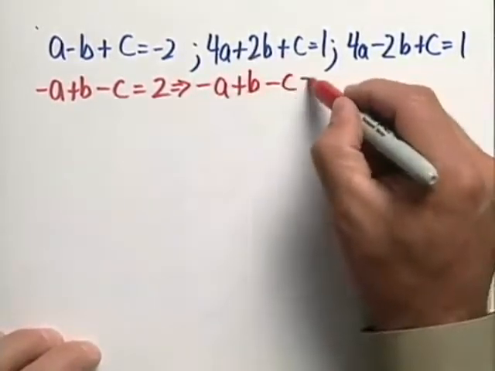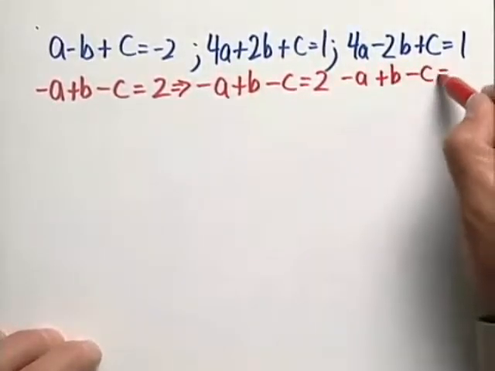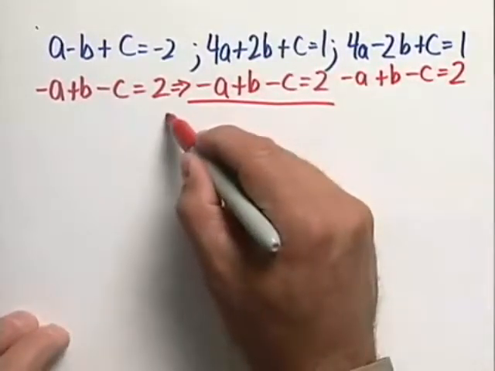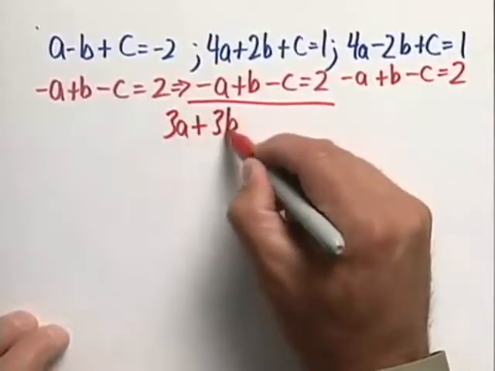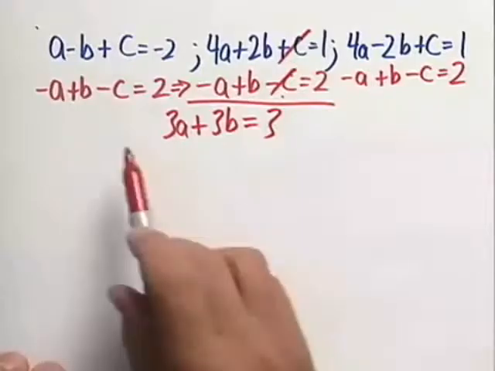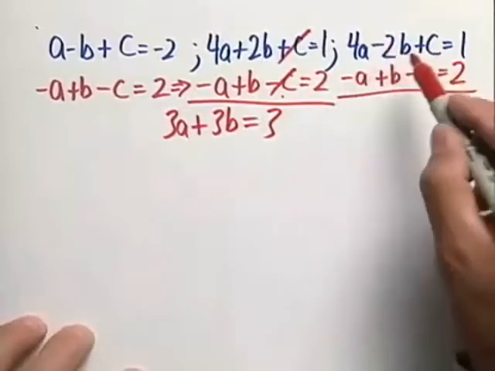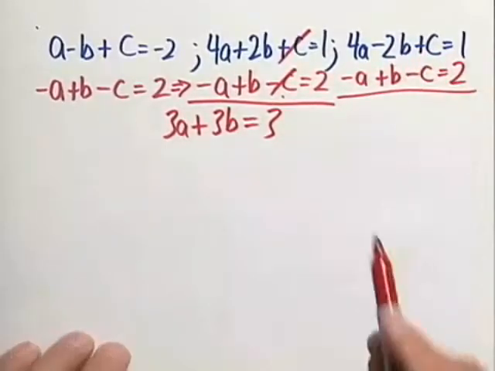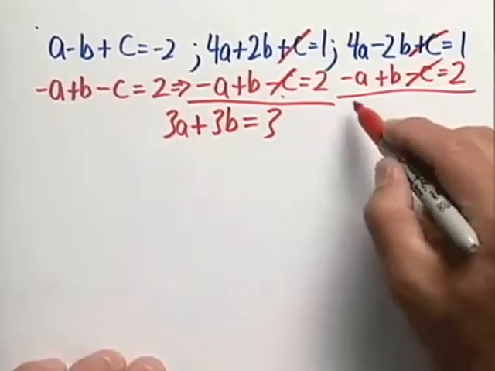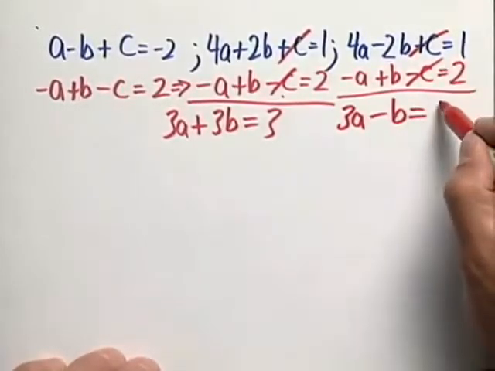-a plus b minus c is equal to 2. Same equation right here, and we'll get back to this in one moment. Adding down the columns, we obtain 3a plus 3b. By design, the c's cancel. That is then equal to 3. So we now have an equation in terms of a and b only. Let's look at our third equation, 4a minus 2b plus c equals 1. Again, adding our transformed equation number 1 gets our c's to cancel out, and we obtain the equation 3a minus b is equal to 3.